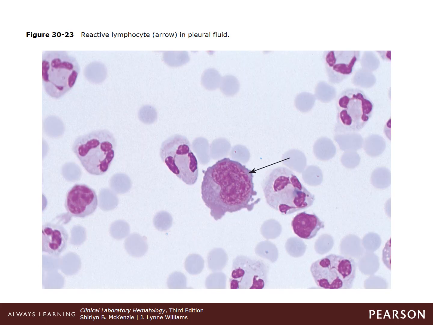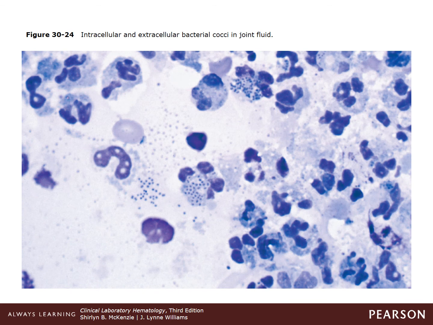Now here's what a reactive lymphocyte looks like in pleural fluid, and below it you have a normal lymphocyte. So you can see that it's larger and the cytoplasm is quite a bit darker. You can also start to see some bacteria, which is extracellular or intracellular inside of that neutrophil in certain types of joint fluids that have infections in them or are inflammatory.